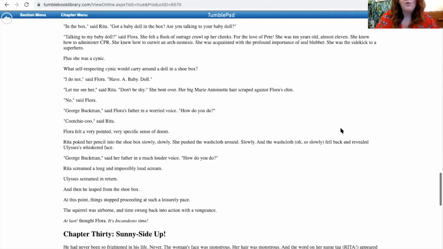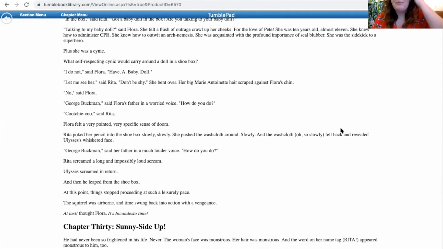She felt a flush of orange crawl up her cheeks. For the love of Pete, she was 10 years old, almost 11. She knew how to administer CPR. She knew how to outwit an arch nemesis. She was acquainted with the profound importance of steel blubber. She was the sidekick to a superhero. Plus, she was a cynic. What self-respecting cynic would carry around a baby doll in a shoebox? I do not, said Flora, have a baby doll.